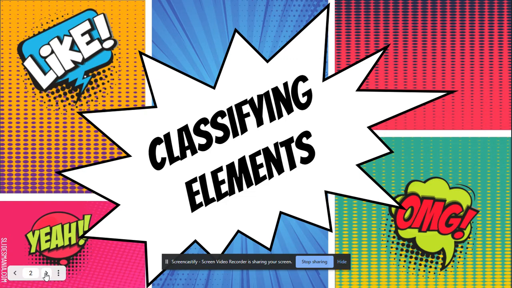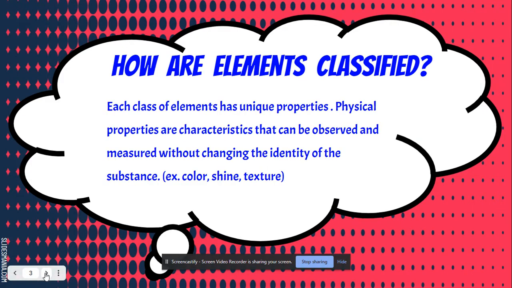Classifying elements. Now this slide is in blue, so you don't have to write it down, but you do have to know the information. How are elements classified? Each class of elements has unique physical properties. A physical property is a characteristic of a substance that can be observed and measured without changing the identity of the substance.